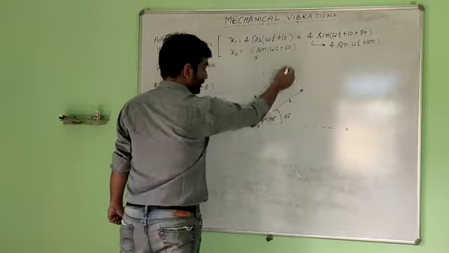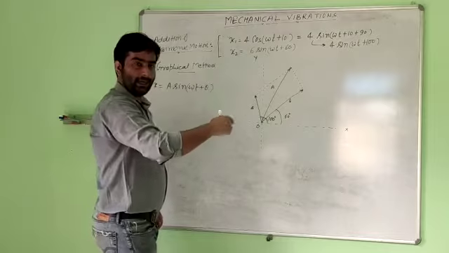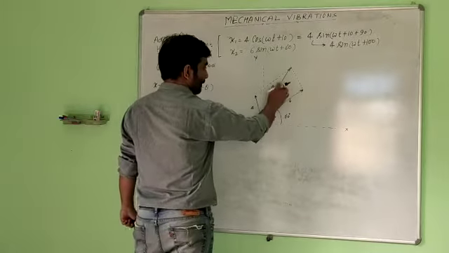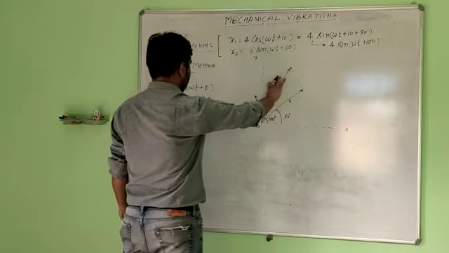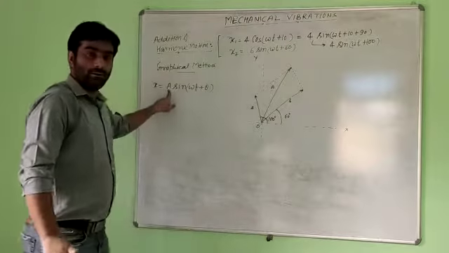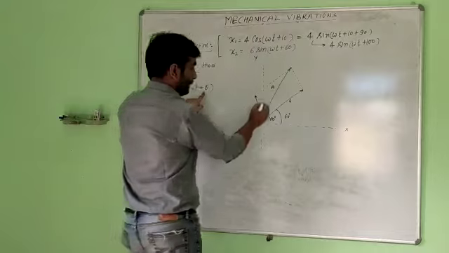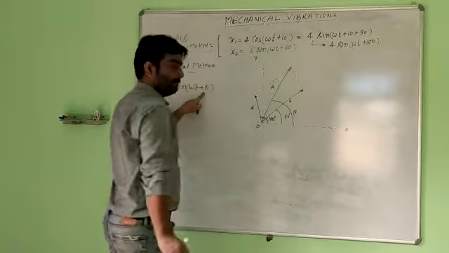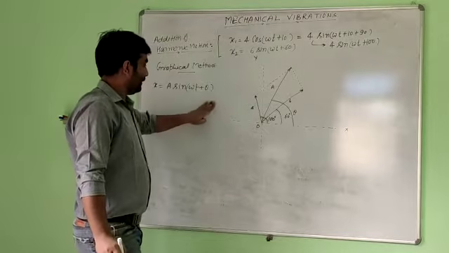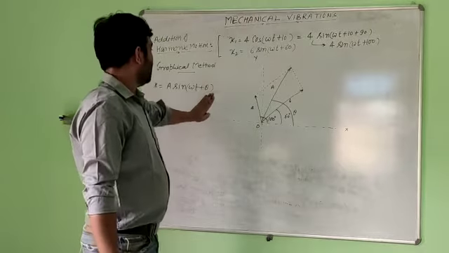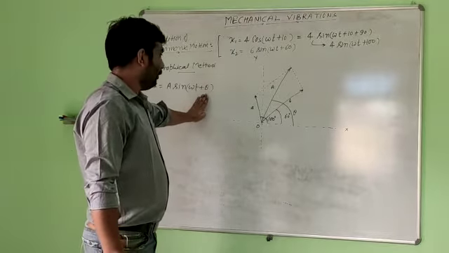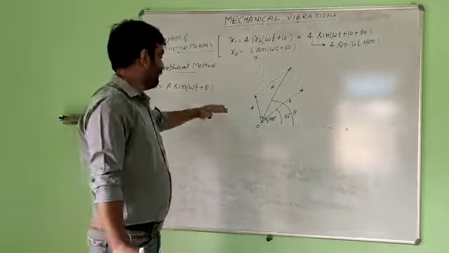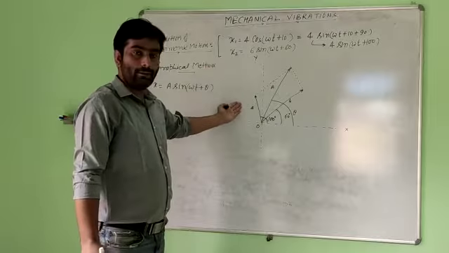Just measure this length and convert it in terms of amplitude, and this length will give the amplitude of the resultant, and this angle will be theta. Similarly, we can calculate the resultant of two harmonic motions with the help of the graphical method. Basically, we are using the vector method.